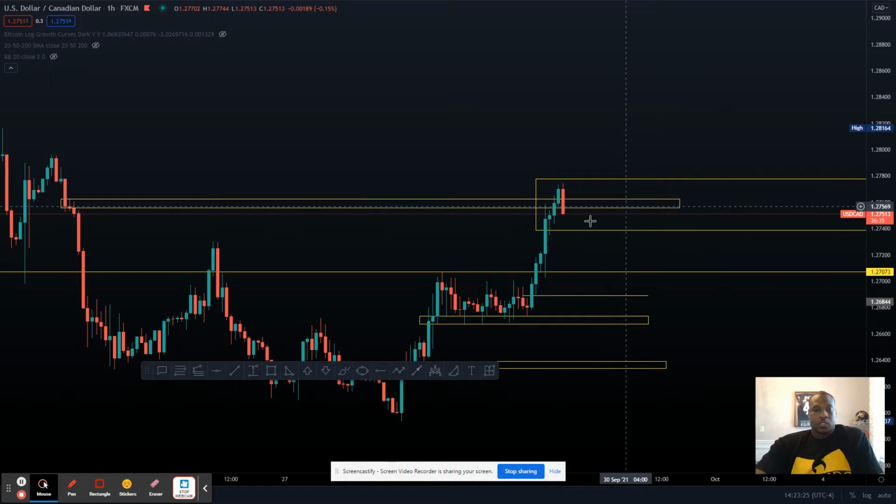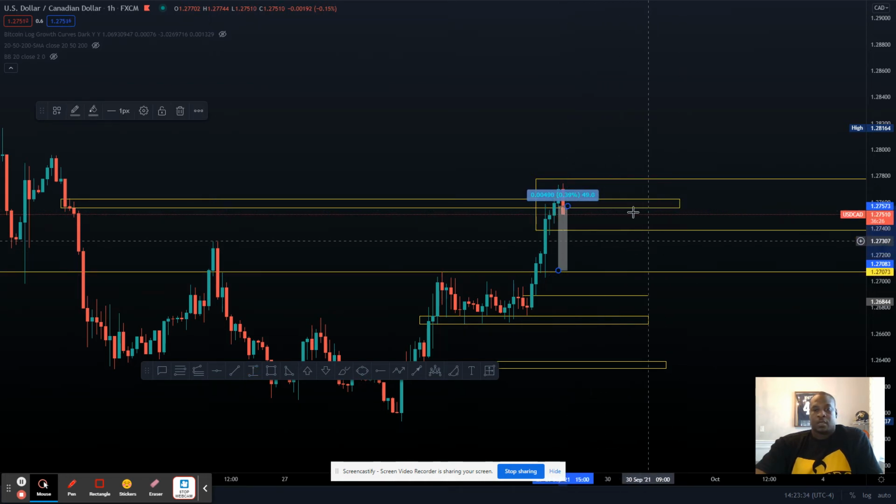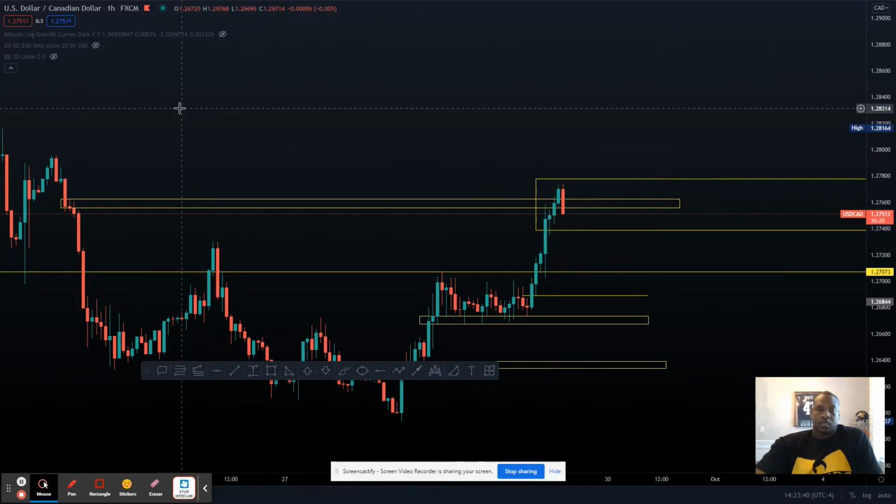Now, how many pips was that? We got in at this point here. So that was a great 49, almost 50 pip move. Standard lot size, almost $500. All right, so just keep it simple.